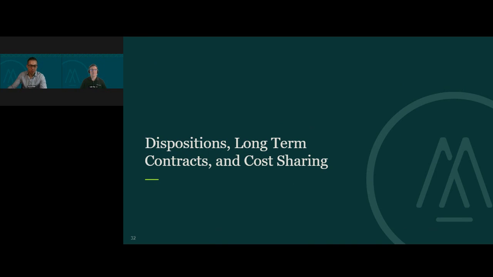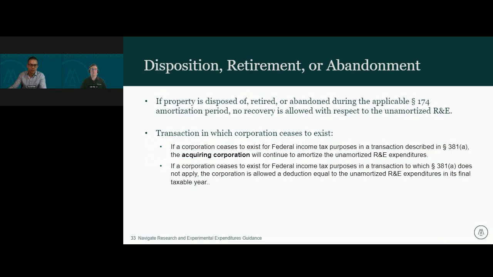All right, so this last section of the presentation impacts maybe a smaller subset of our clients, but they are important areas that were addressed in the notice. And so I'm just going to touch on them at a very high level since we're running short on time. So what happens to your unamortized research expenses if the company is involved in one of these disposition, retirement, or abandonment scenarios? As I mentioned earlier, we were getting a lot of questions on that, and people were really hungry for guidance. And the answer to that question really does depend on the type of transaction that's involved.